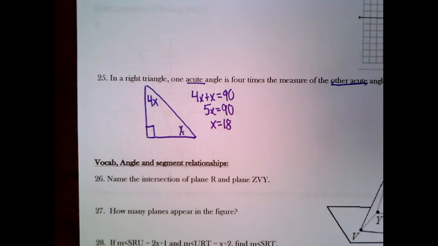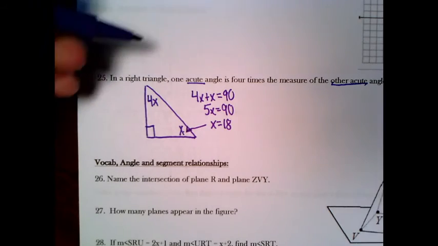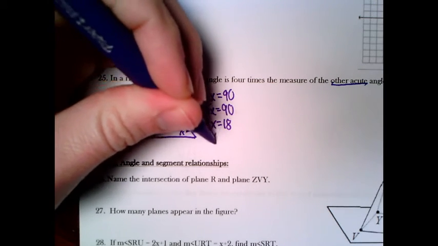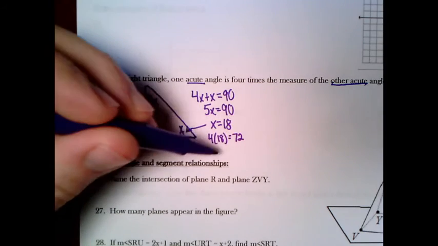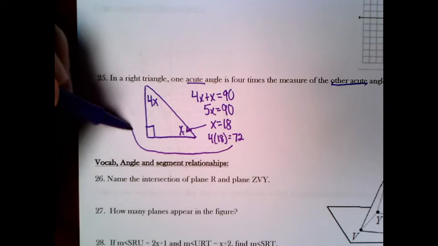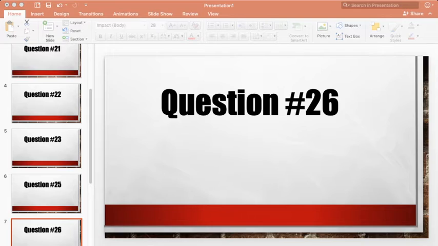Now the question says find each angle. Well, x is 18. We've got that one. But now I got to do 4 times 18, which is 72. So that means that this angle right here is 72. Okay, that's the way we've done those problems. All right, that was it. So we're on to question number 26.